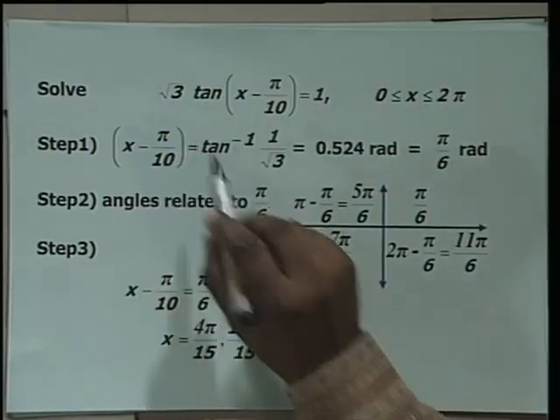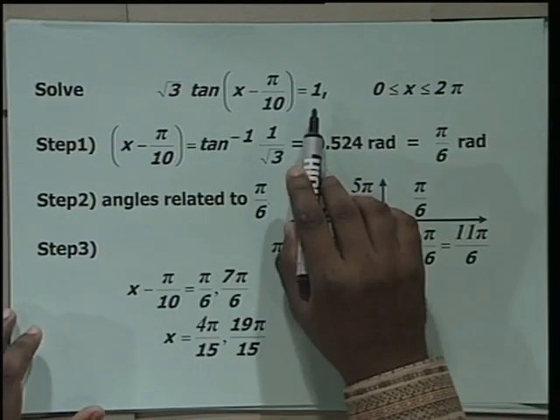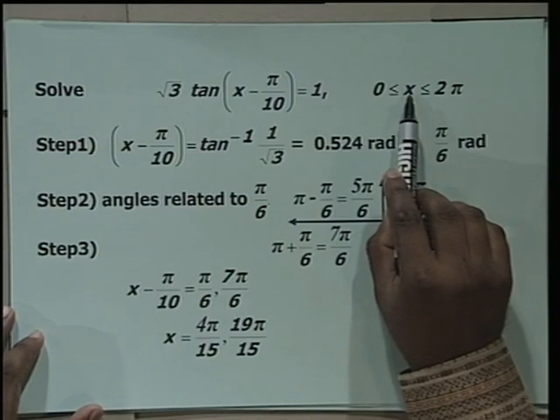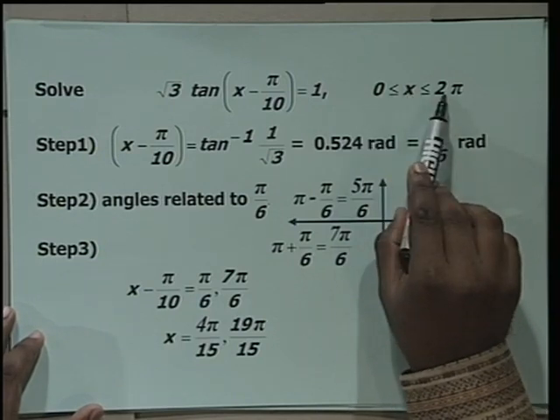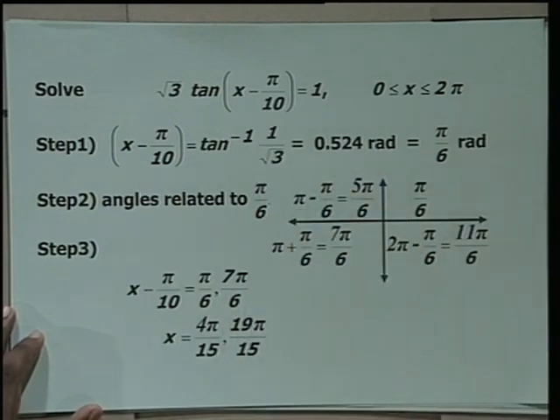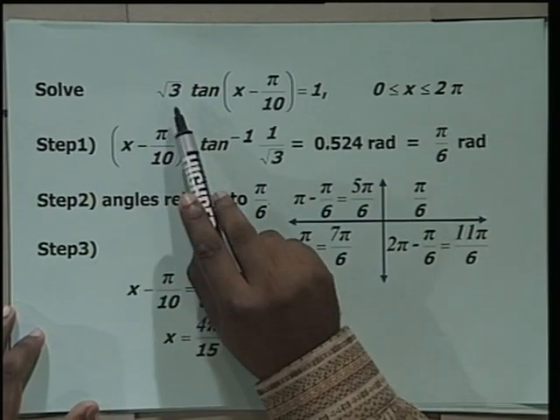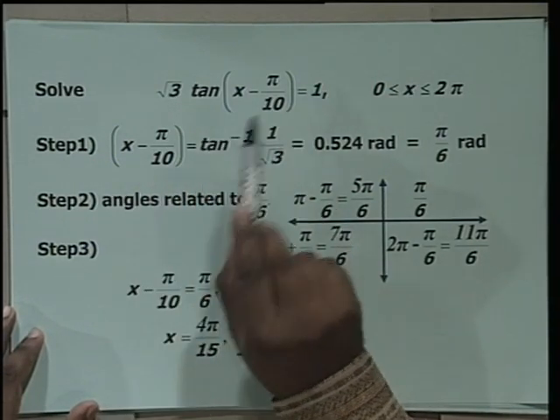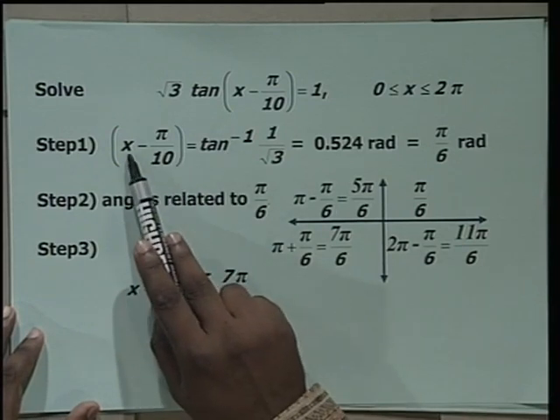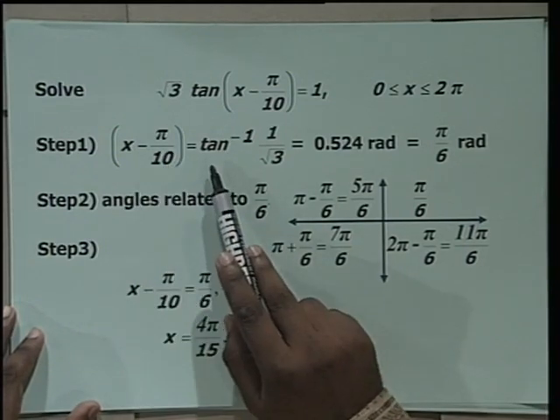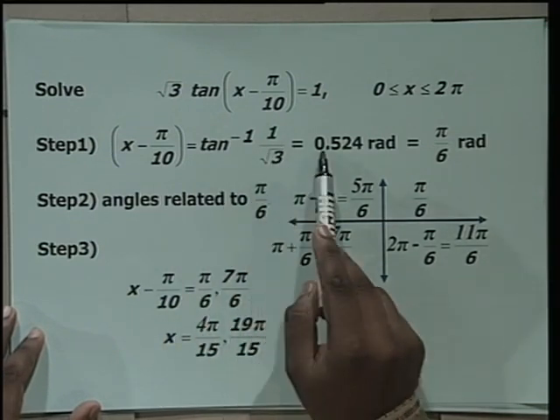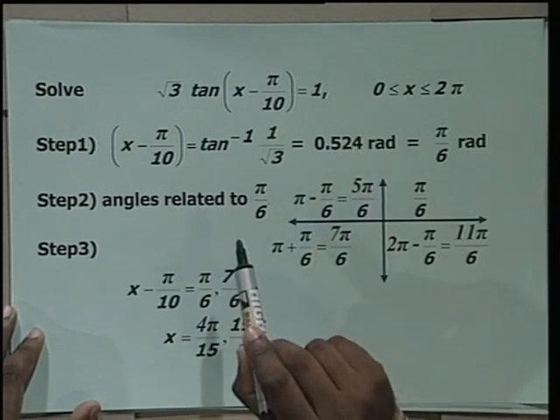This time we'll solve the equation root 3 tan(x − π/10) equal to 1. That is, we are looking for all those angles x between 0 and 2π which satisfy this equation. Again, the first step would be to divide both sides by root 3, and then to take the inverse tan function, so that we obtain x − π/10 equal to tan inverse 1 over root 3. If we do that using the calculator, we obtain 0.524, which is the principal value.